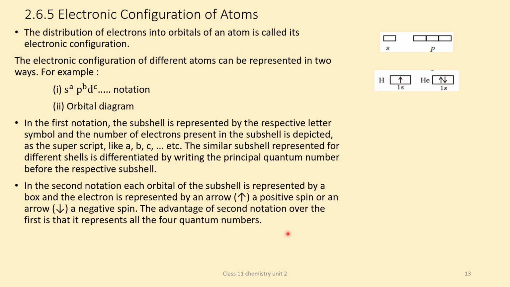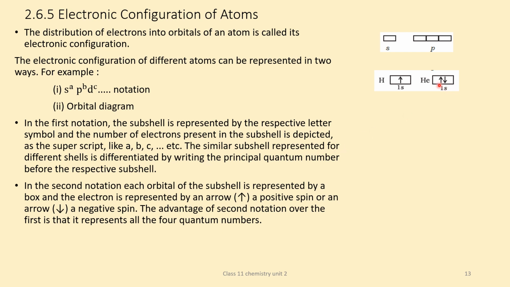Take the example of the hydrogen atom. Hydrogen has only one electron, which goes in the orbital with the lowest energy, namely 1s. So 1s with an arrow is written, as shown on the screen. The electronic configuration of the hydrogen atom is 1s¹, meaning that it has one electron in its 1s orbital.